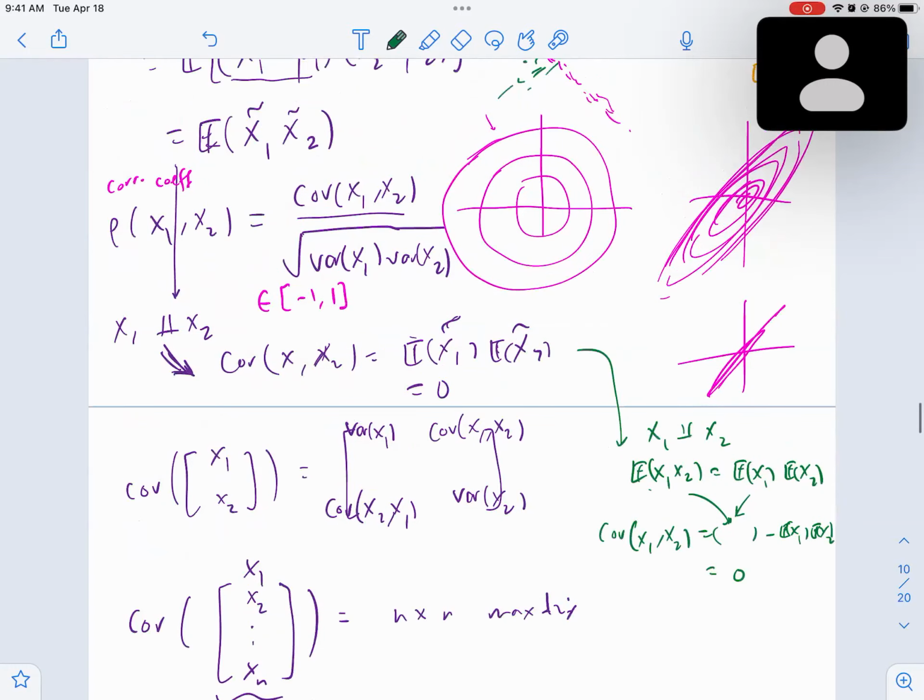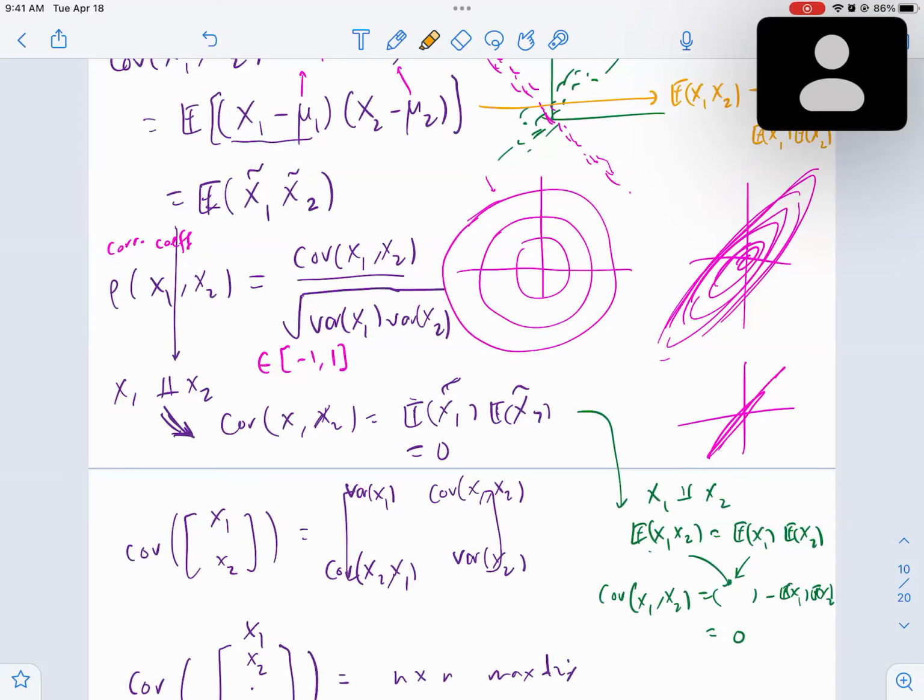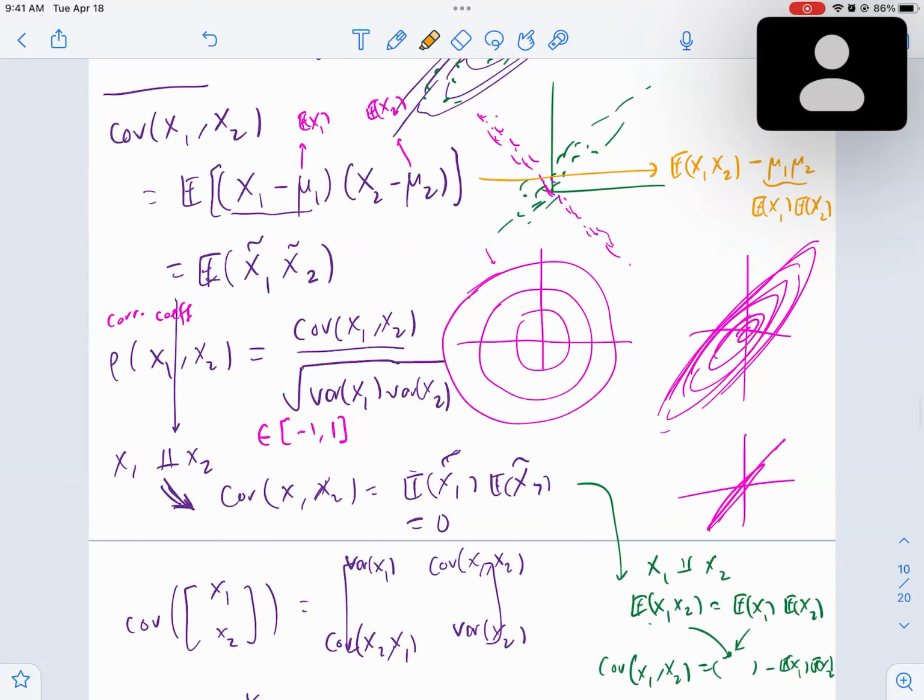What I did above is similar. So these are all alternative expressions. So this is the covariance. Usually this is how it's defined. If you expand it, you'd get this expression. And if you call this x1 tilde, this is the centered version of x1. If you call this x2 tilde, the centered version of x2, then you can write it that way.